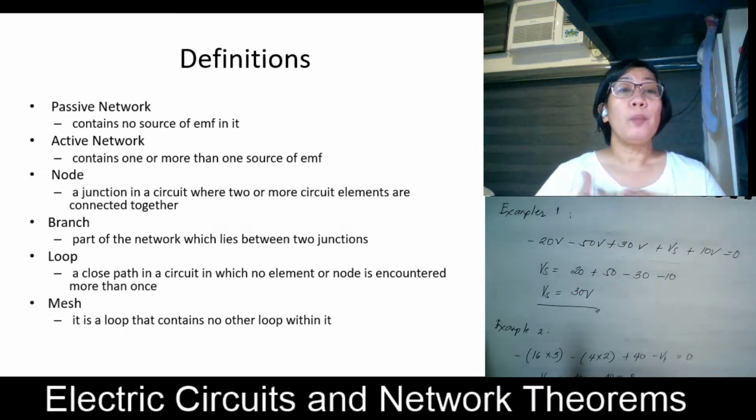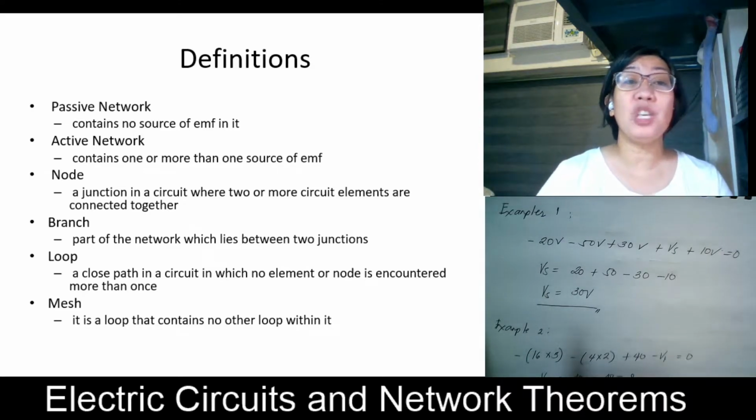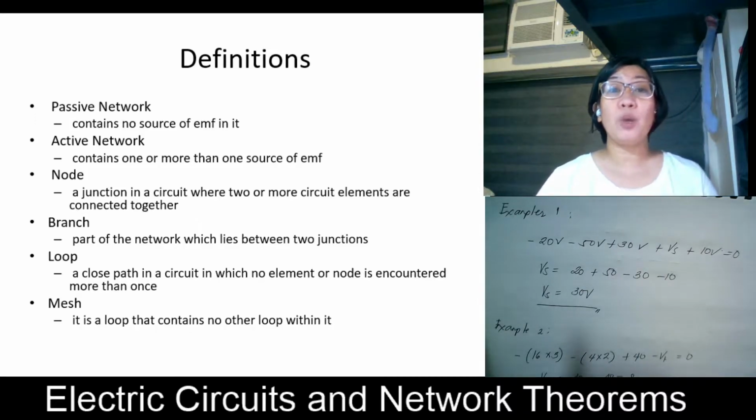Then we have a node. So what do we mean by a node? This is a junction in a circuit where two or more circuit elements are connected together.